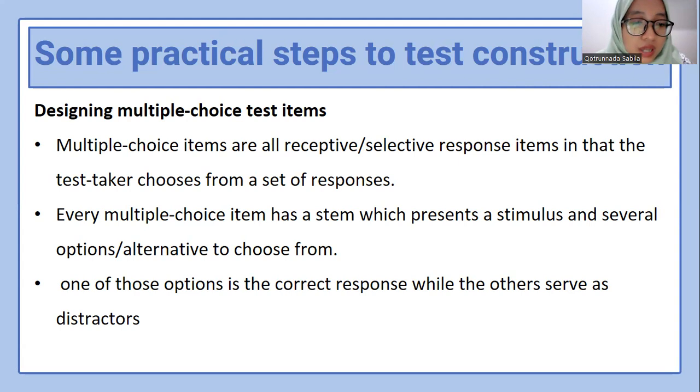Every multiple choice item has a stem, which presents a stimulus, and several, usually between 3 and 5, options or alternatives to choose from. One of those options, the key, is the correct response, while the others serve as distractors.